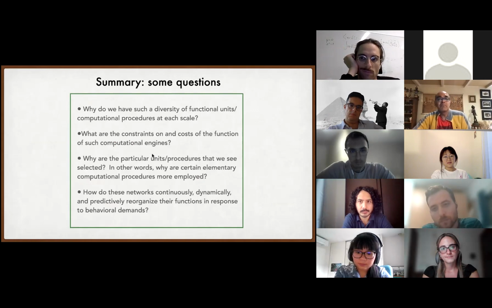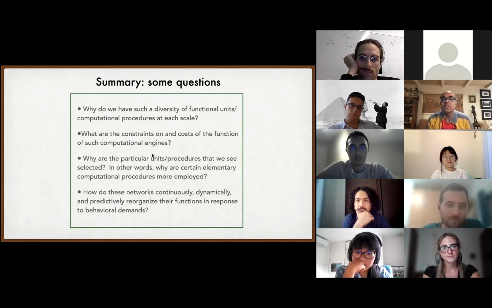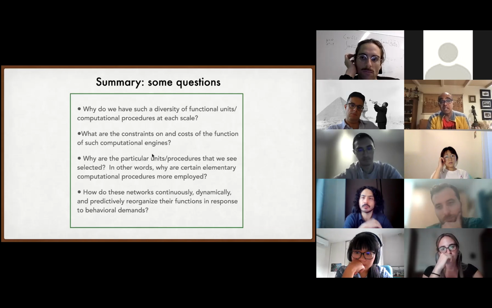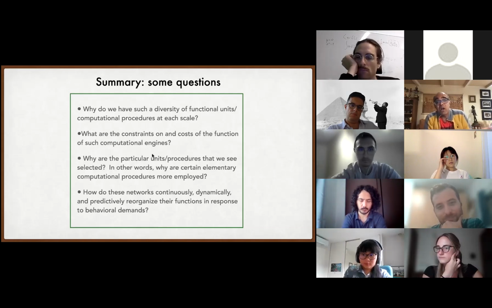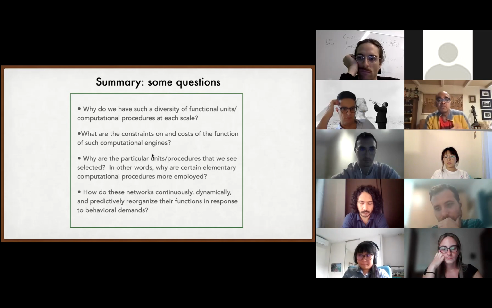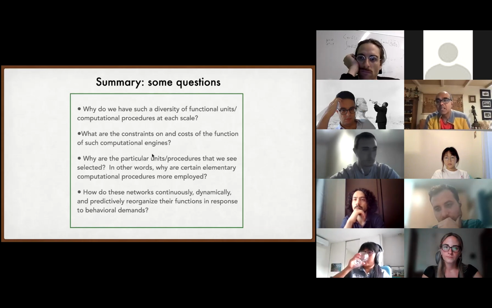So I'm going to end with this slide, a whole bunch of open questions, which I leave open to you, the next generation. Why do we have such a diversity of functional units and computational procedures at each scale? What are the constraints on the costs of the functions of such computational engines? Why are particular units and procedures that we see selected, so that certain elementary computational procedures are employed as opposed to others? Why is that? And how and why? What are the rules that form the basis of the continuous reorganization of these kinds of circuits in response to behavioral demands? These are big questions that I think we as theorists would really like the answers to. We'll stop there.